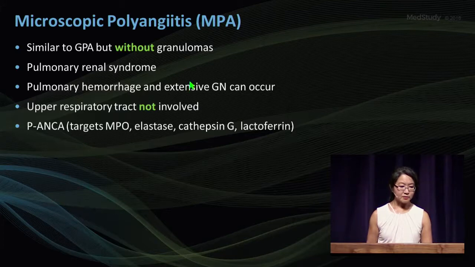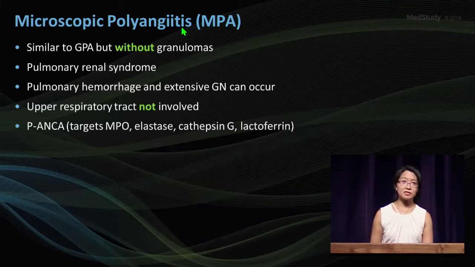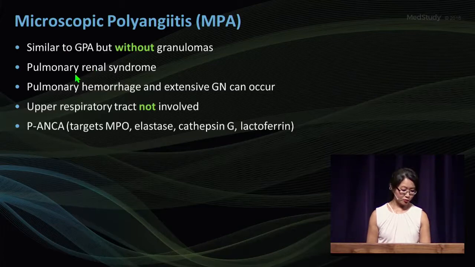So in terms of the third type of vasculitis here, it's microscopic polyangiitis. It's very similar to GPA, but there are no granulomas, all right? So we have GPA, PAN, and MPA, a lot of initials. This can cause a true pulmonary renal syndrome. Patients can have pulmonary hemorrhage, and they can also have glomerulonephritis. So it's very similar to GPA.